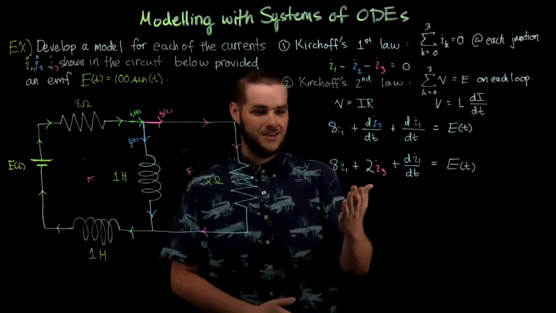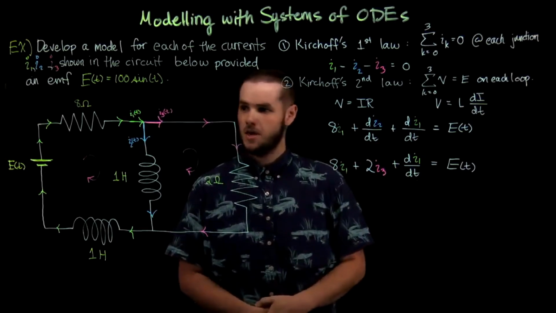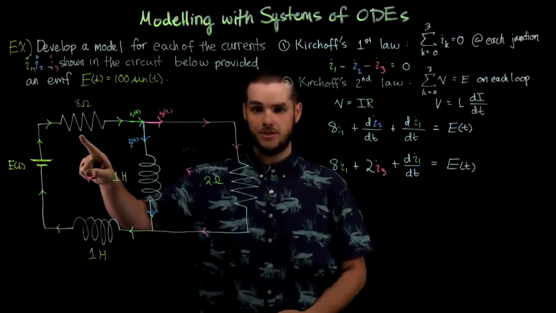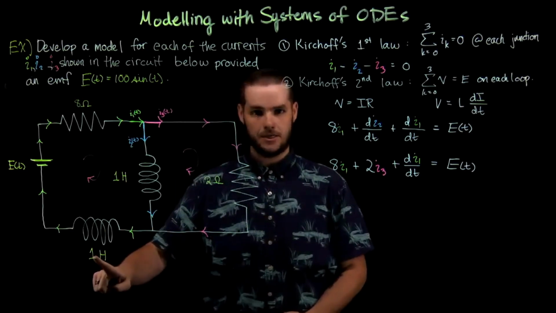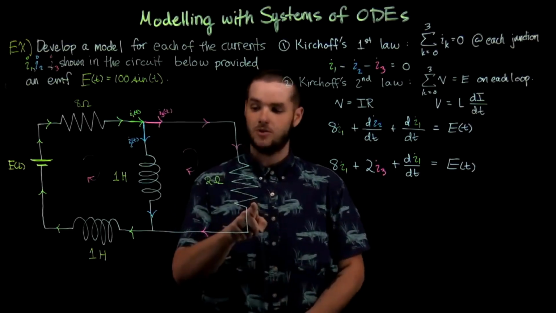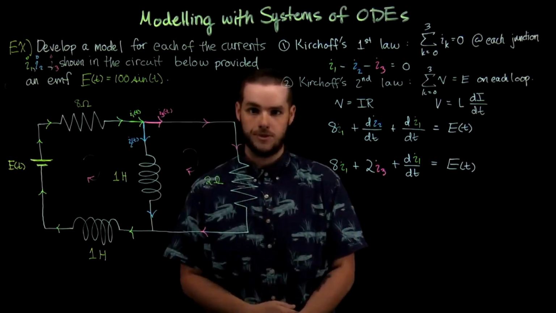Did you get it? I got the same first and final piece because that loop still includes the same first resistor, that 8 ohm resistor, and the second inductor. But this time the middle term is different because I'm passing over this resistor instead of this inductor, and it only has a resistance of 2 ohms.